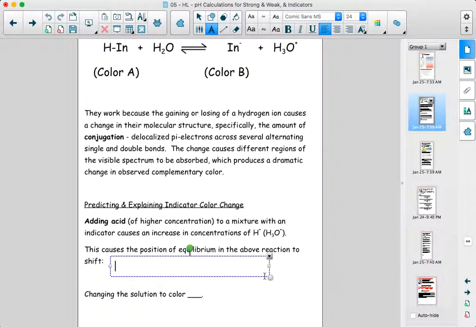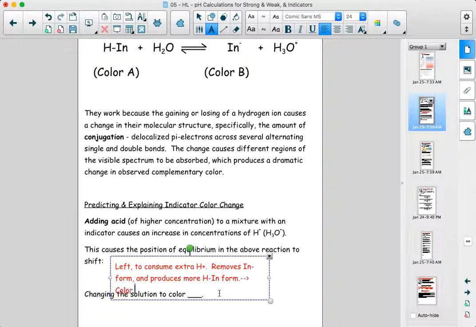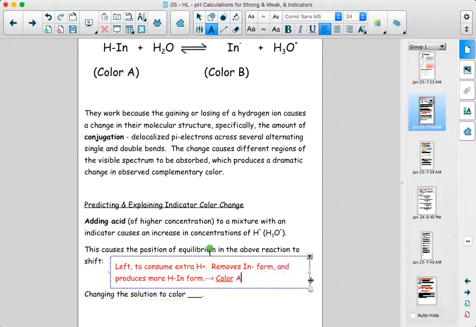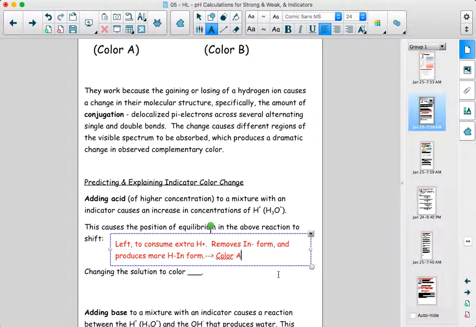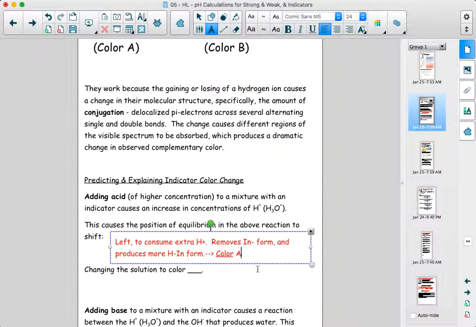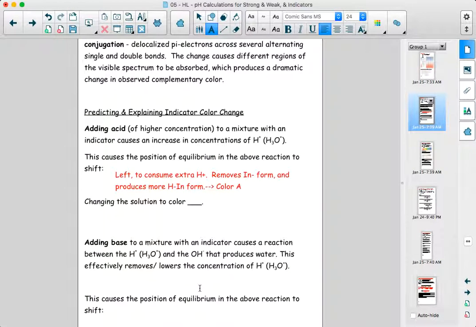So we're going to shift to the left to consume extra H plus. That removes the IN minus form of the indicator and produces more HIN form of the indicator. And so we end up seeing color A. I'll move that over here. Okay, so mainly we're going to see color A. So color A represents the acid color. You can probably guess that color B represents the base color.